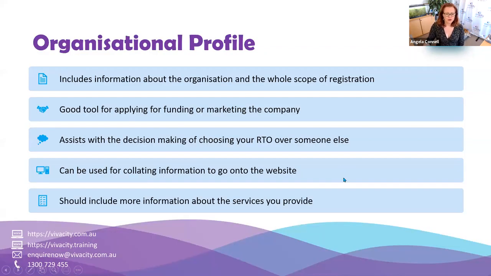You may also have an organisational profile, or you'll have your organisational profile on your website. So this includes information about who you are as an RTO, what's on your scope of registration, and what you deliver. It's a good tool for applying for government funding and marketing for the company, and it assists with the decision-making process for choosing an RTO and why should someone choose your RTO over another RTO. It can be used for collating information to go onto the website, as I said earlier. We've got an organisational profile template that you can use, and it's really good for using as data that you can include on your website.